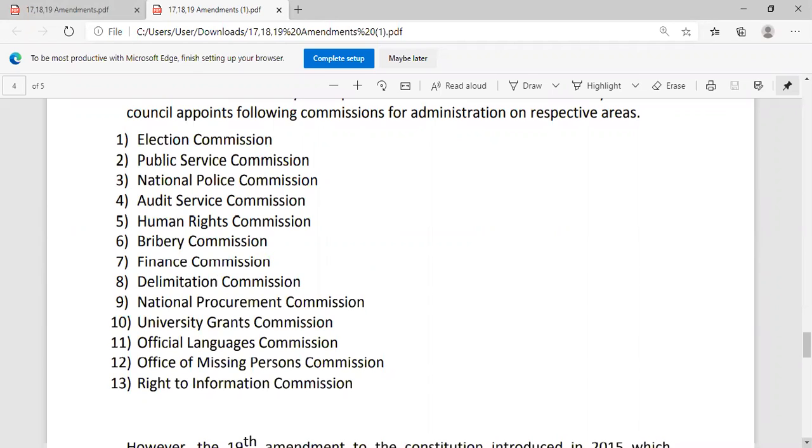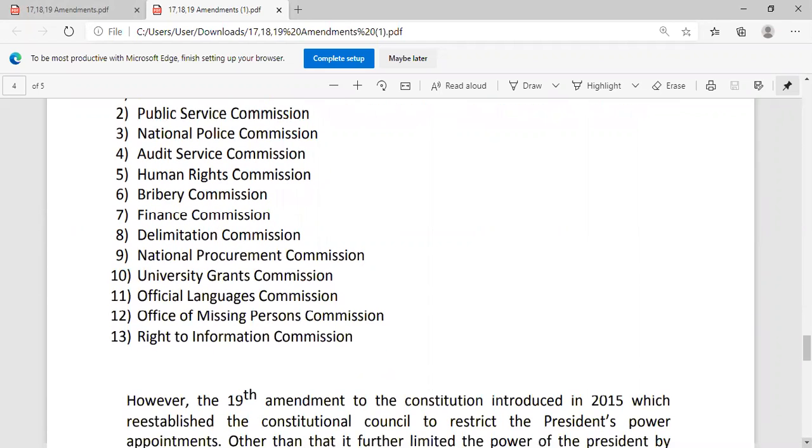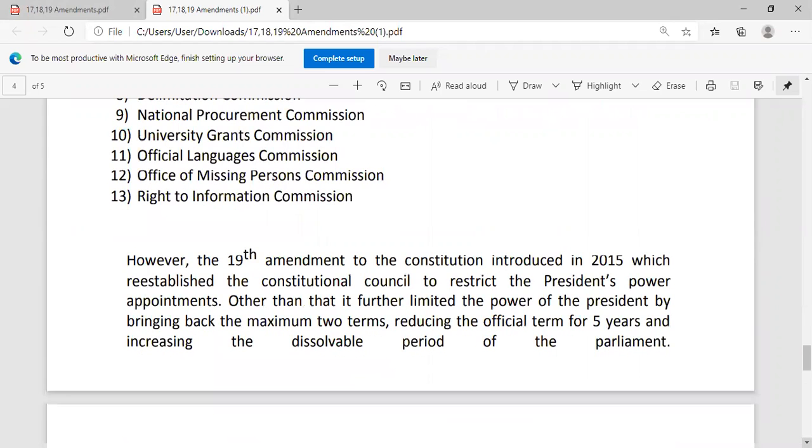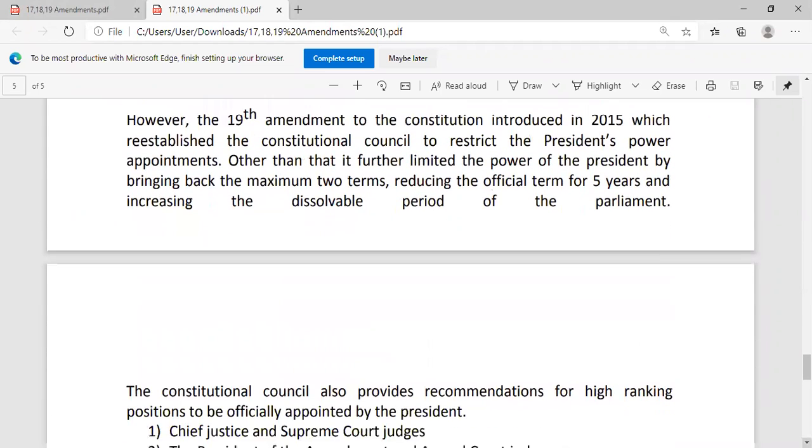They were independent commissions, and the members are appointed by the president based on the recommendation of the Constitutional Council. However, the 19th Amendment to the Constitution in 2015 re-established the Constitutional Council to restrict the president's power. Basically, the 19th Amendment was introduced and it restricted the powers of the president. Other than that, it further limited the power of the president by bringing back the maximum of 2 terms.